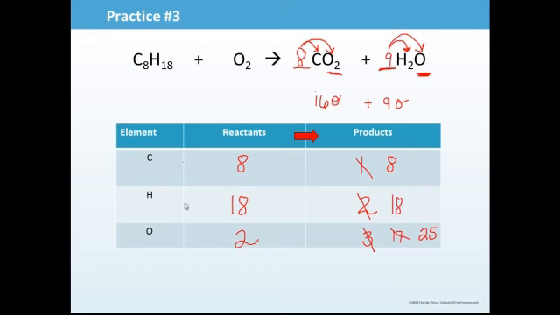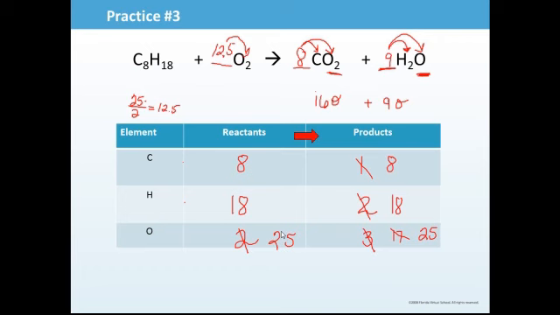Well, my carbons are balanced, my hydrogens are balanced, and my oxygens are not balanced. I have 2 on the left side, 25 on the right side. I have to get 25 on the left side. So what number can I put in front of O2 so that my total is 25? A good way to do this is think, okay, what is 25 divided by 2? Okay, 25 divided by 2 equals 12.5, so I'm going to put 12.5 there, because 12.5 times 2 equals 25.